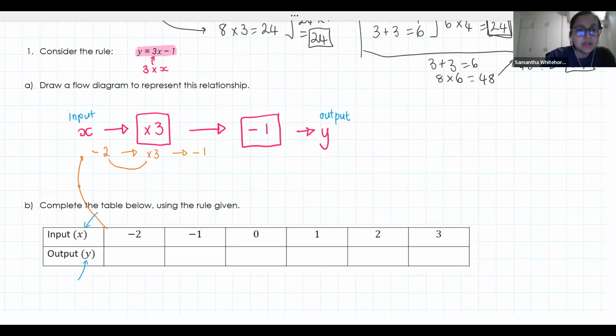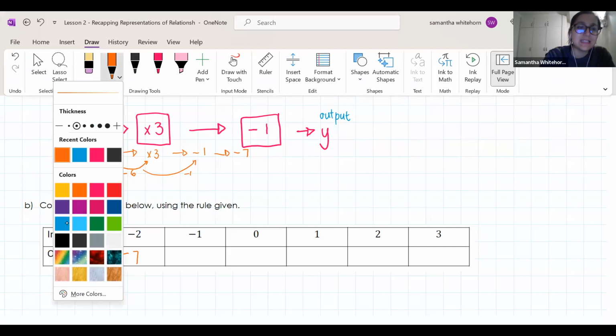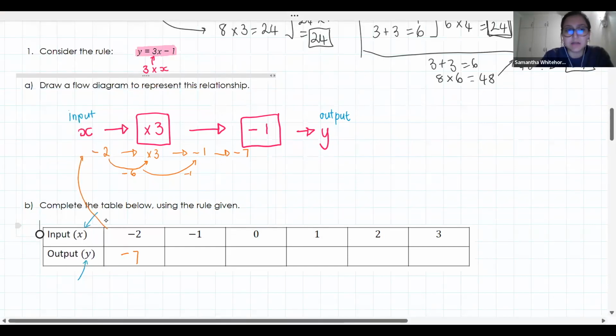Now, negative 2 times positive 3 is negative 6. And negative 6 minus another 1 is going to give me an output of negative 7. So using my flow diagram, I've been able to determine that my output for the first input of negative 2 is negative 7. Now, I could do that with any of my inputs, really doesn't matter.